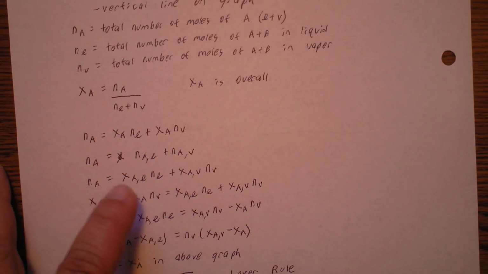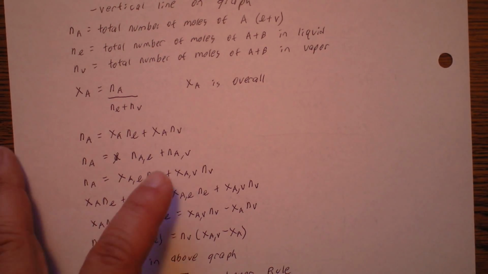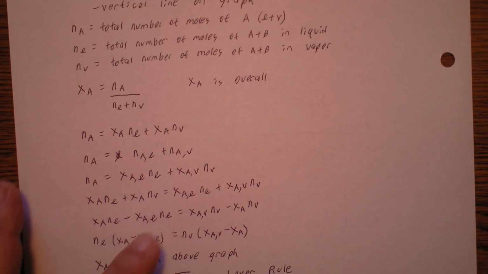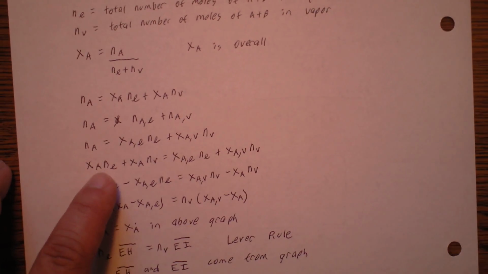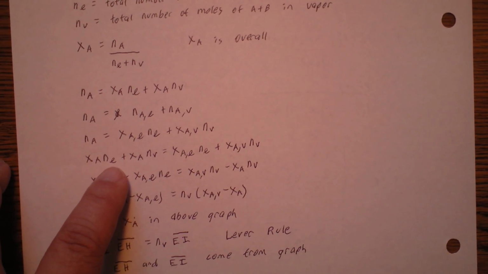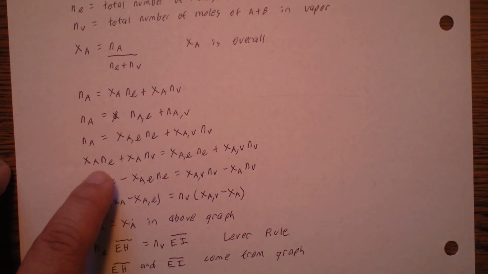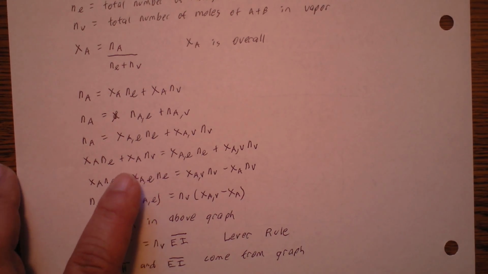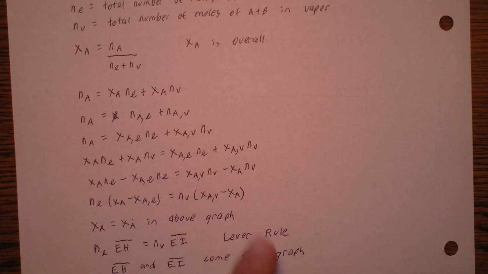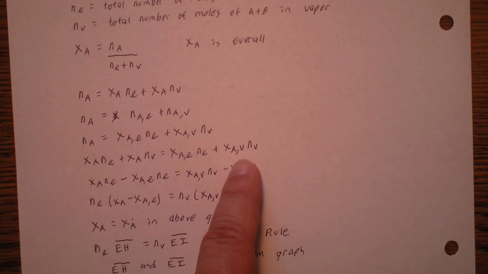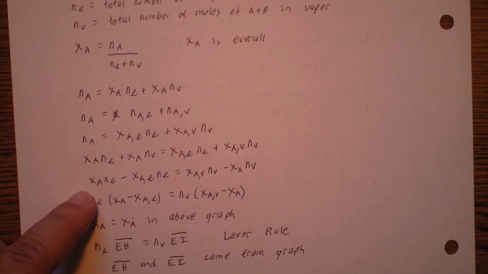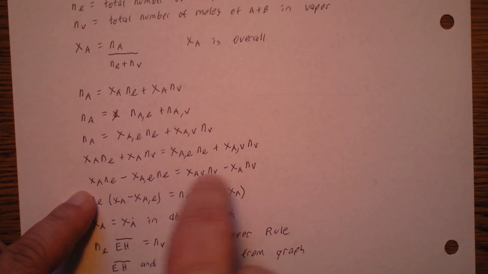And then the number of moles of A is going to equal the mole fraction of A in the liquid phase times the number of moles in the liquid phase plus the mole fraction of A in the vapor phase times the number of moles in the vapor phase. Now I'm just setting those two equal to each other. So we get the mole fraction of A times the number of moles in the liquid phase plus the mole fraction of A times the number of moles in the vapor phase equals the mole fraction of A in the liquid phase times the number of moles in the liquid phase plus the mole fraction of A in the vapor phase times the number of moles in the vapor phase. And let's see here. I move the liquids to this side, the vapors to this side.